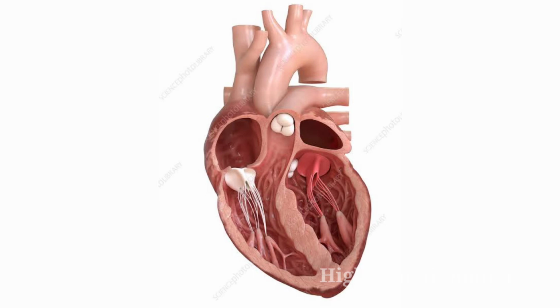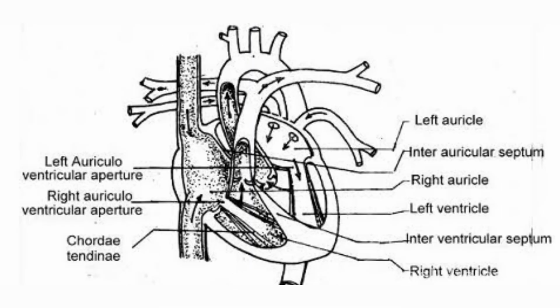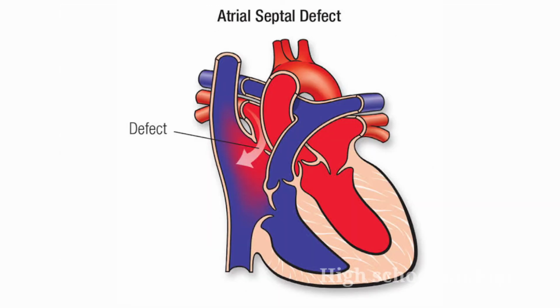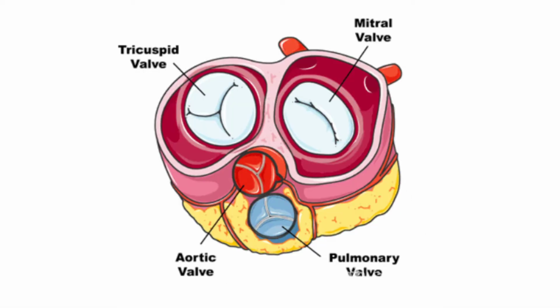The auricle and the ventricle of the same side are separated by a thick fibrous layer called the auriculoventricular septum. However, each of these septa is provided with an opening through which the two chambers of the same side are connected. These openings are called auriculoventricular openings.